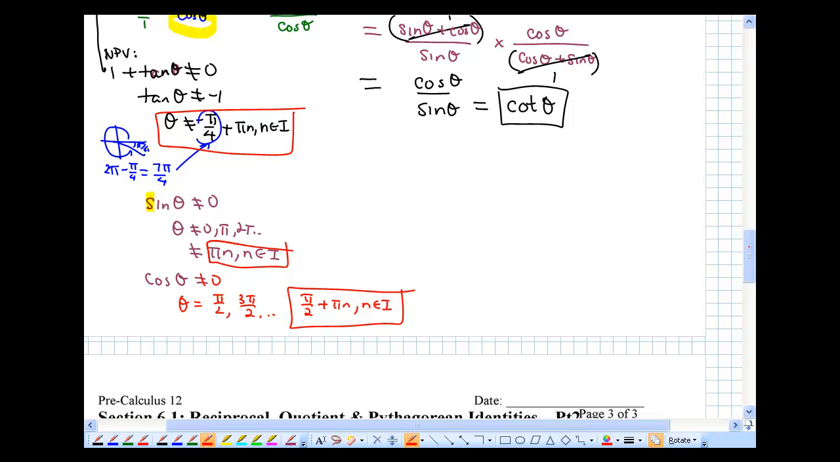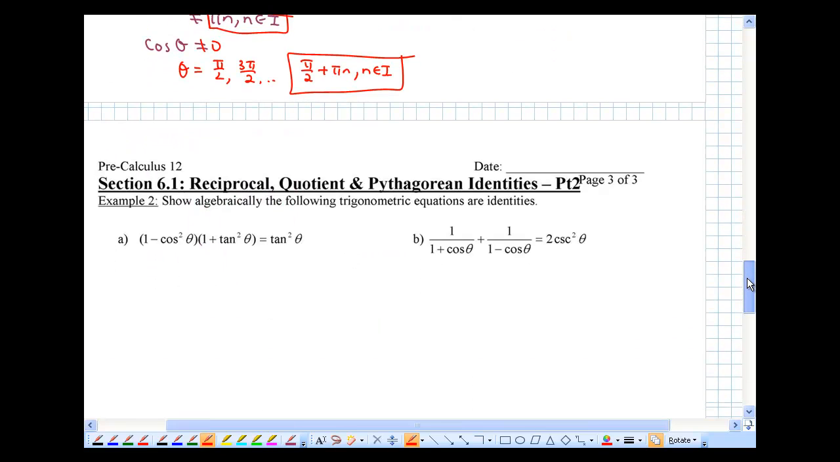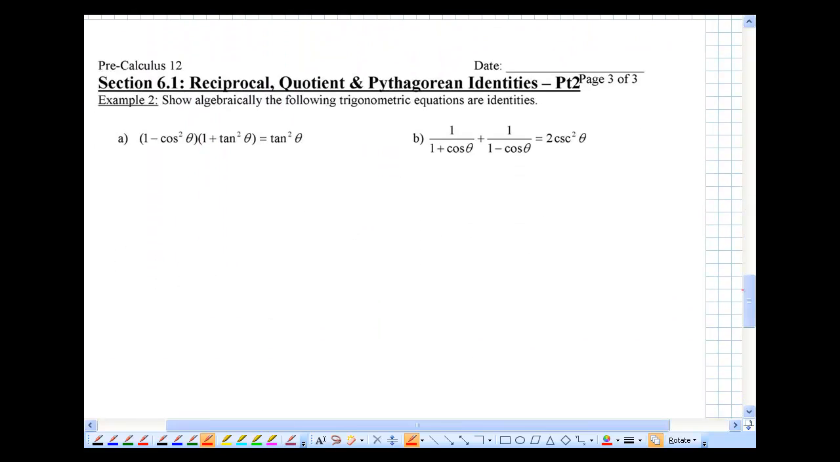Let's move to page 3. Some few more. I'm going to ask you to show algebraically that these trig equations are identities. Once again, identities means that the left side equals the right-hand side. And this time I'm not going to ask you to do the restrictions because, well, I just don't want you to. You could if you wanted to for fun. Okay? Alright.